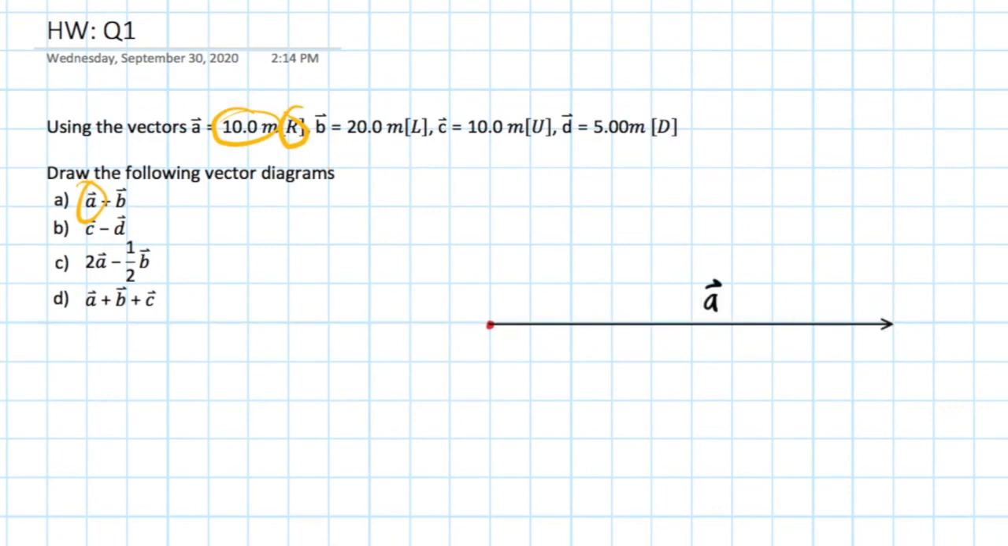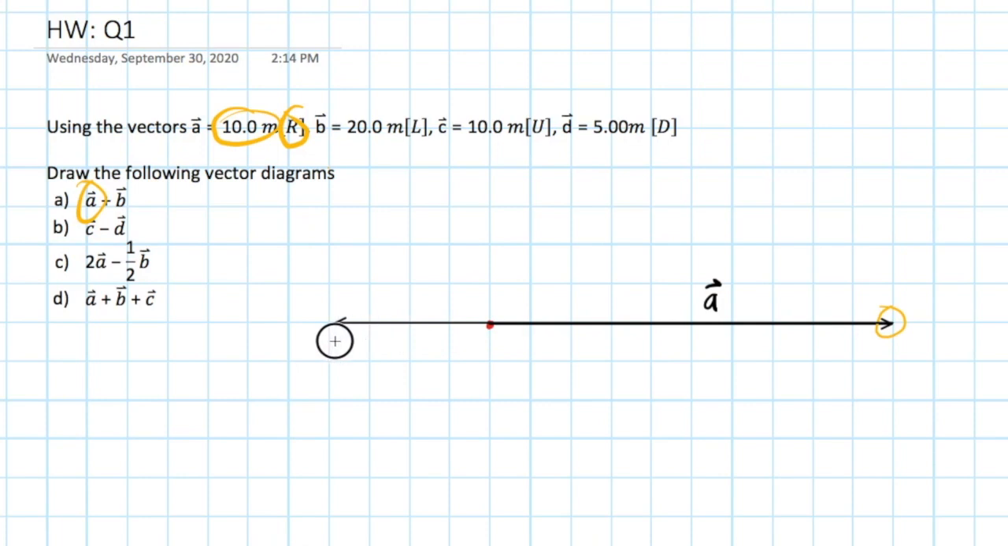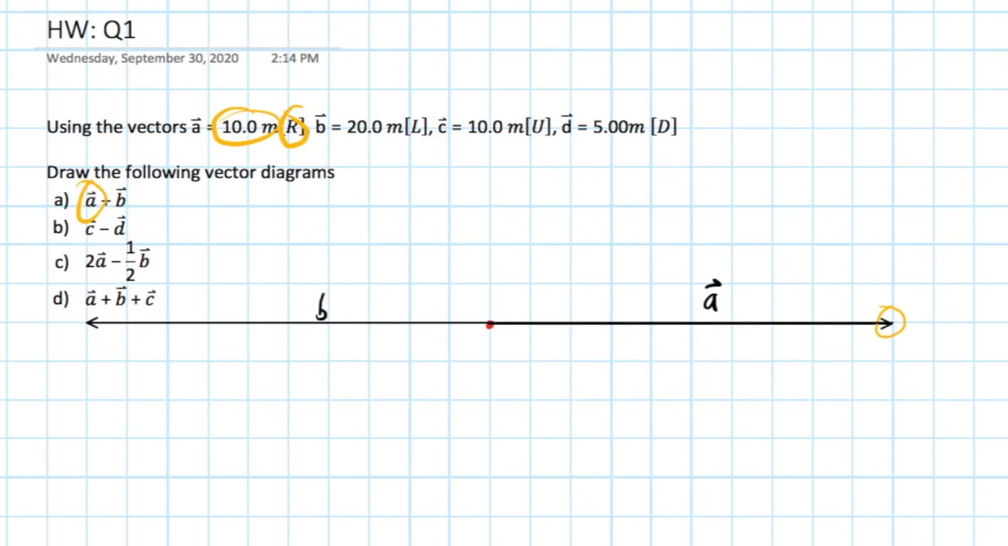Now vector B starts at the head of vector A. And this time vector B has a magnitude of 20 to the left. So to make things go by a little faster, we start at the head of A, and we already know that back to the red dot is 10. So then we just have to go an additional 10. 1, 2, 3, 4, 5, 6, 7, 8, 9, and 10. And this up here is your vector B.